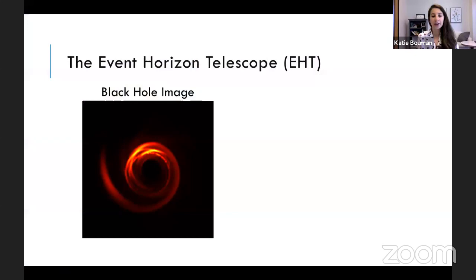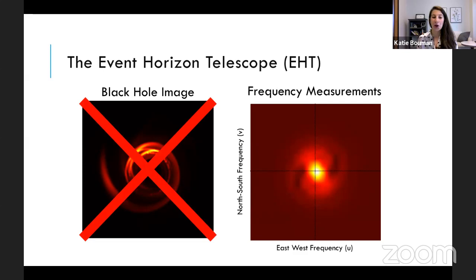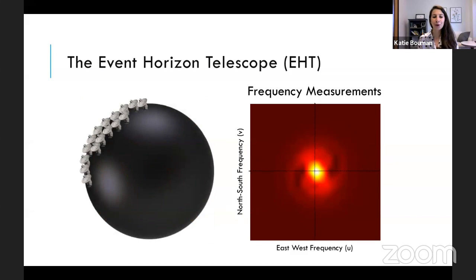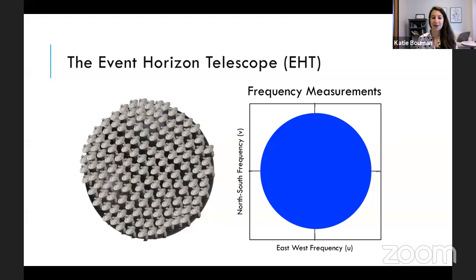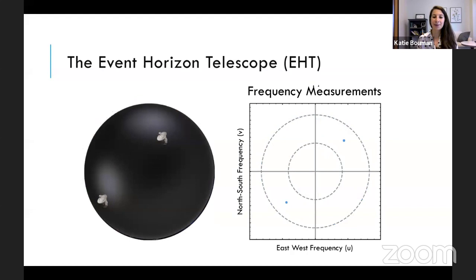Well, unlike with a camera, in the Event Horizon Telescope, we don't capture the picture in pixel space, but instead capture it in frequency space. So we essentially take measurements of the black hole image's Fourier transform. And if we put telescopes all across the globe, we would sample all these spatial frequency measurements. But since we only have telescopes at a few locations, we only get a sparse number of measurements.